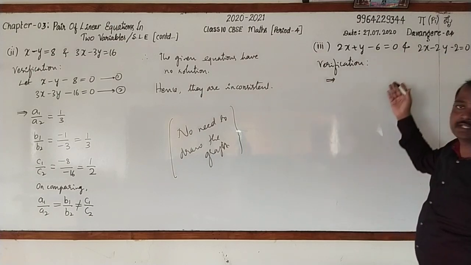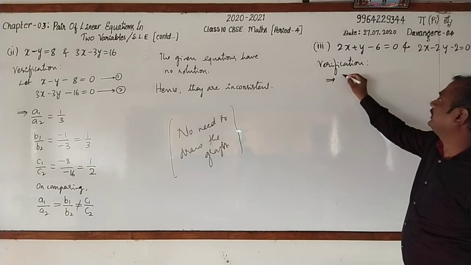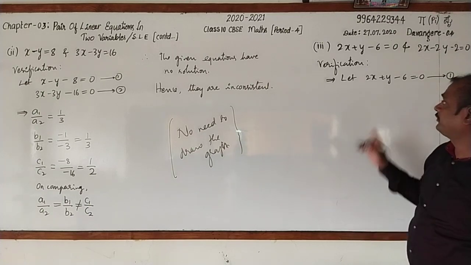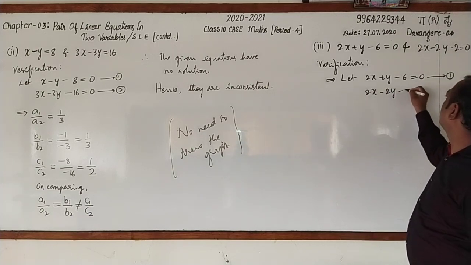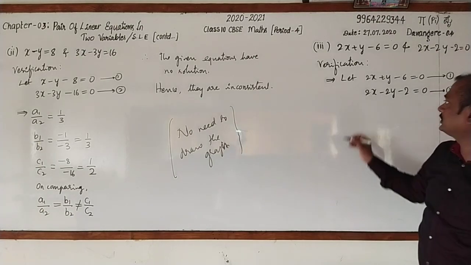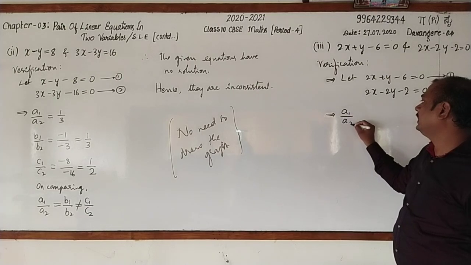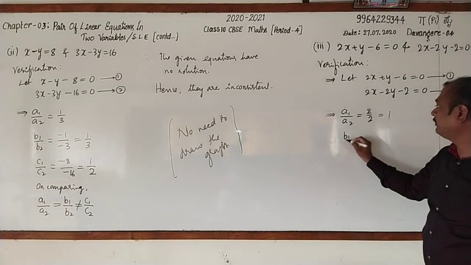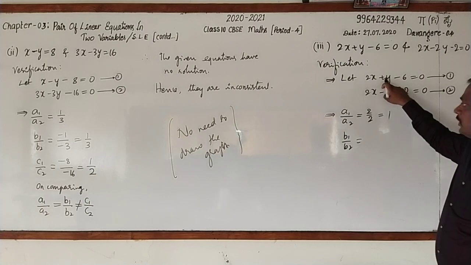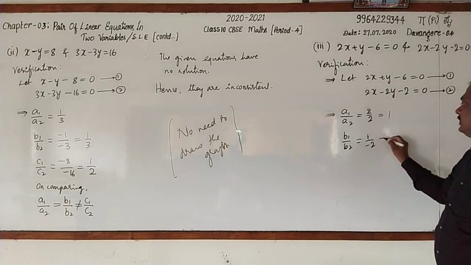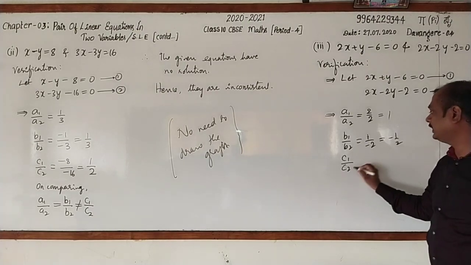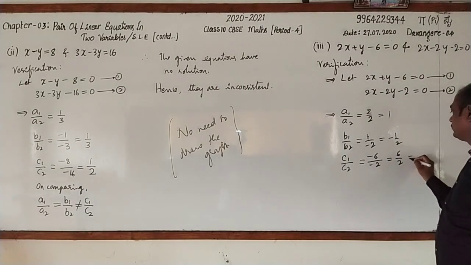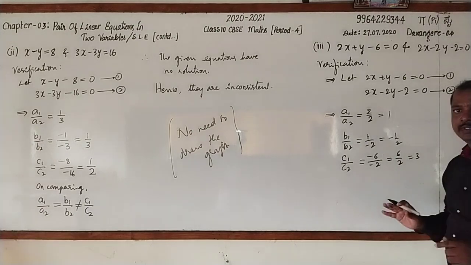Here, both the equations are in standard form, is it not? I'll write, let 2x plus y minus 6 is equal to 0 be the first equation. Then 2x minus 2y minus 2 is equal to 0, call it equation 2. Then find the ratios. a1 by a2 is 2 by 2, which is equal to 1, is it not? Then b1 by b2. Observe, b1 is 1, b2 is minus 2, 1 by minus 2. It is minus 1 by 2. Then go for finding c1 by c2, where c1 is minus 6, c2 is minus 2, minus minus get cancelled, 6 by 2 is 3. Hope that you have understood.